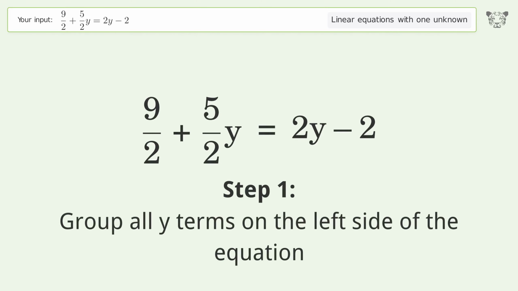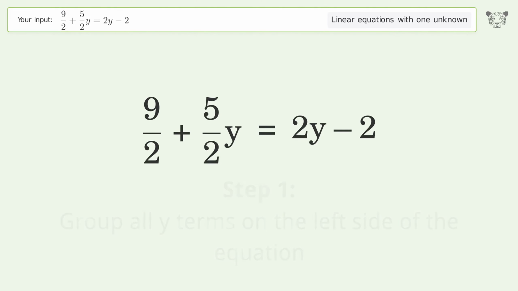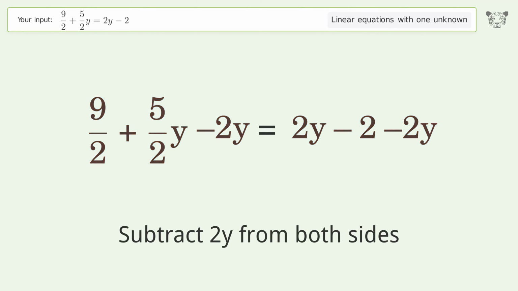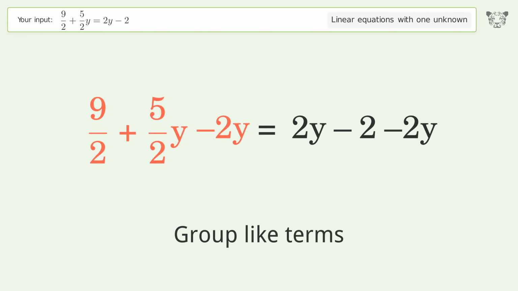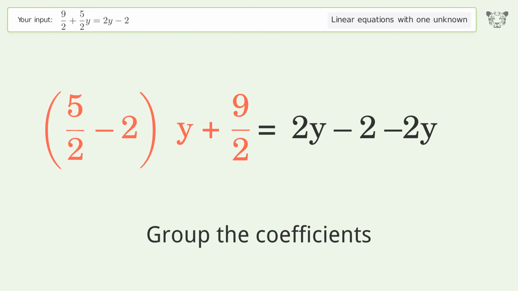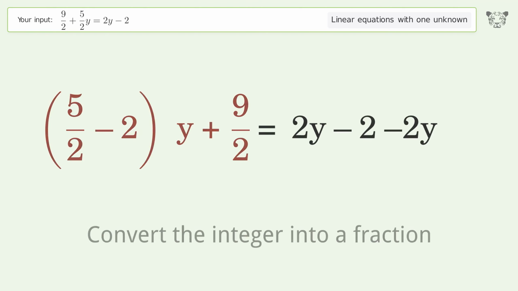Group all y terms on the left side of the equation. Subtract 2y from both sides. Group like terms. Group the coefficients. Convert the integer into a fraction.